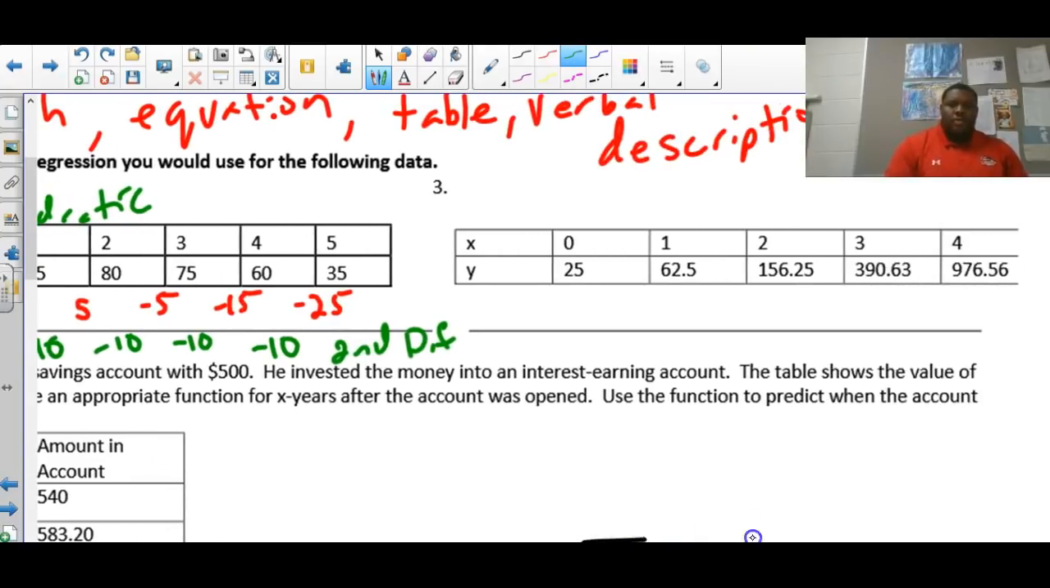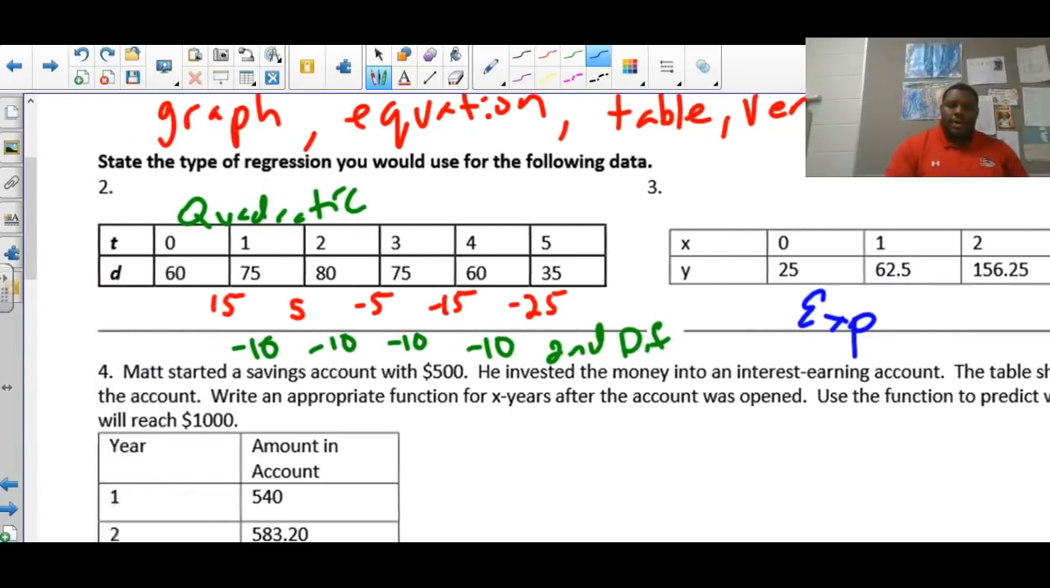Now for number 3, guys, I just want you to be able to look at it and kind of tell. You notice how this increases: 25, 62.5, 156.25, 390.63, 976.56. That is such a significant increase. I can almost bank on it being exponential. Look at the increase, guys. And if you were to plot these into your table, your R squared is going to be 1. So this is exponential regression.